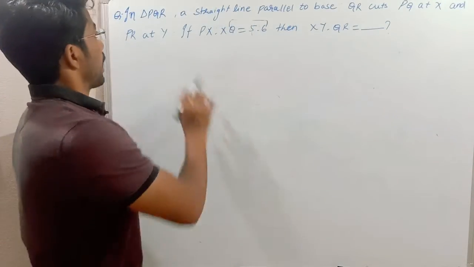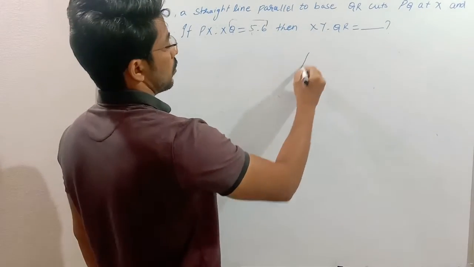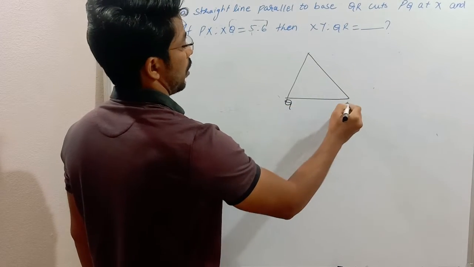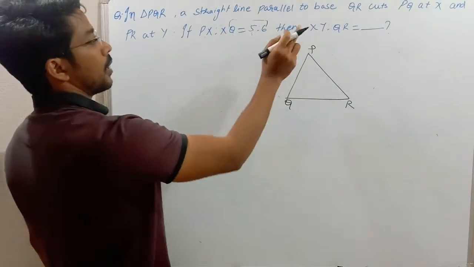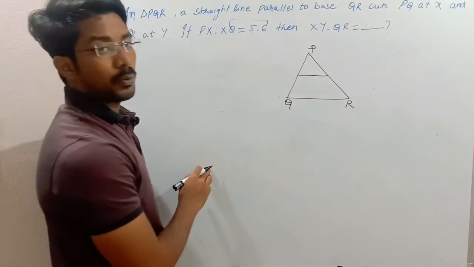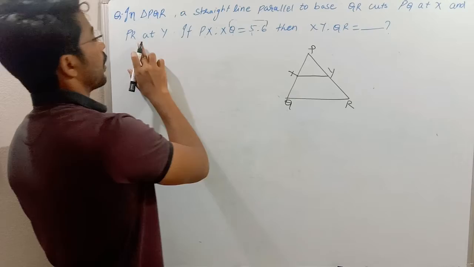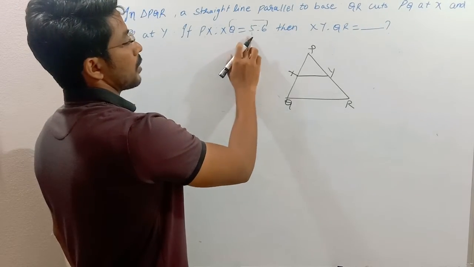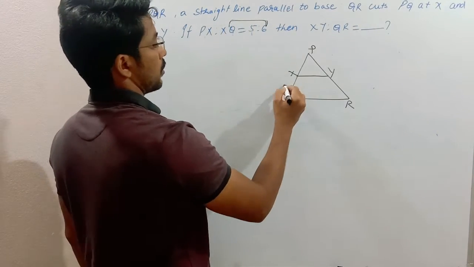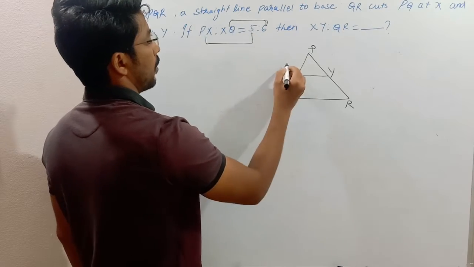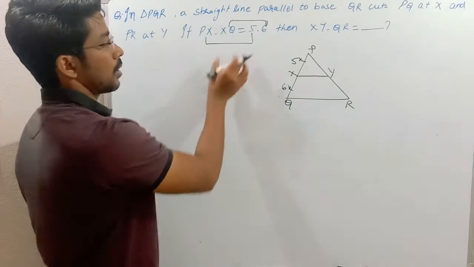Next problem. In triangle PQR, a straight line is drawn parallel to the base. Let us take QR as the base of triangle PQR, and the question says that a line is drawn parallel to QR in such a way that it cuts the other two sides at X and Y. The ratio of PX and XQ is given. I am considering XQ as 6x and PX as 5x, as these are the ratios.